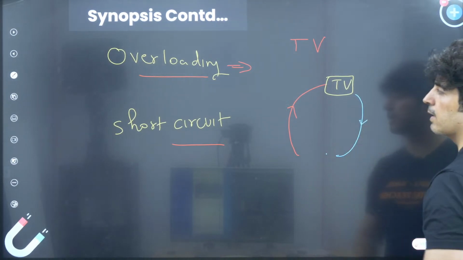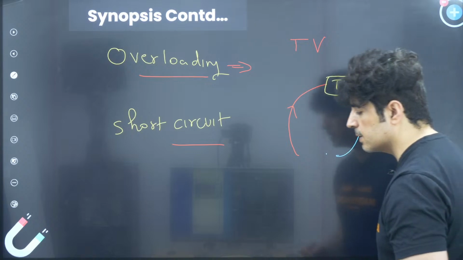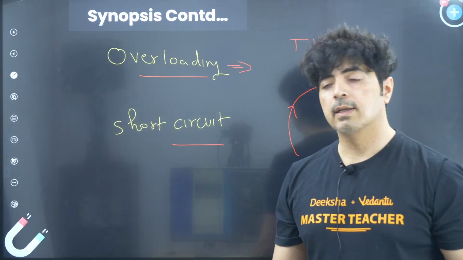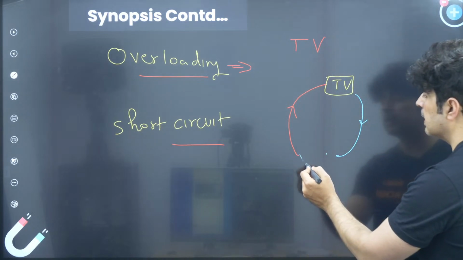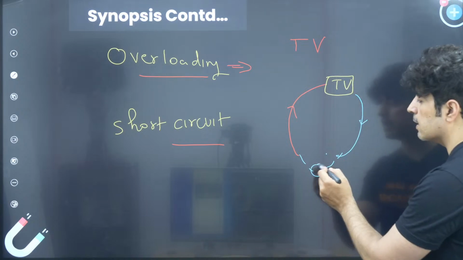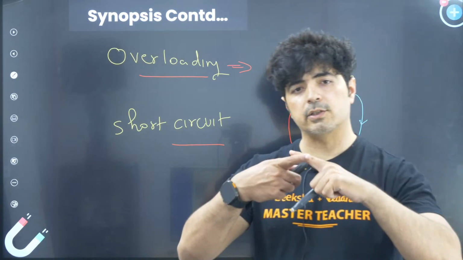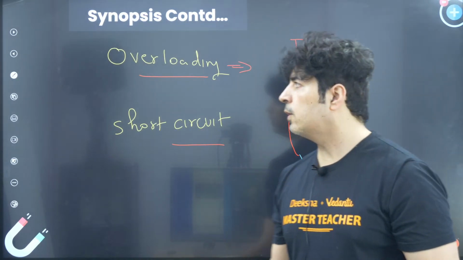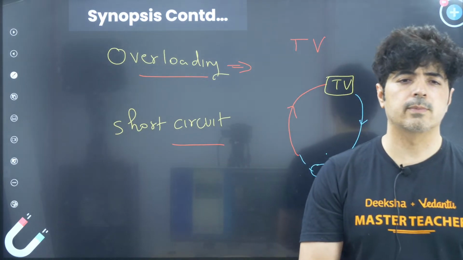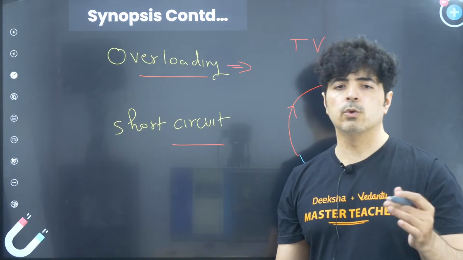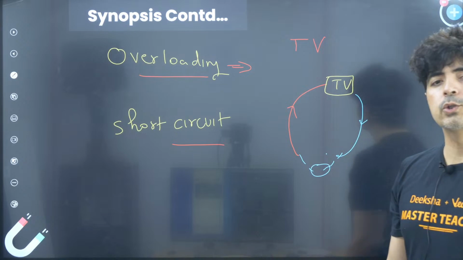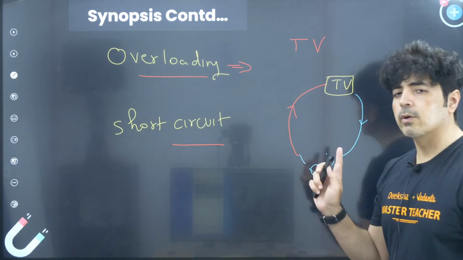Okay, this is from where the current is going out. So what happens is, because the wires are too close to each other, these two wires sometimes, not always, touch each other. Sometimes they touch because of wear and tear, the coating on the wire goes away, maybe because of low quality wire. After a few years, maybe some rat has chewed something on the wire, so the coating on the wire goes away.